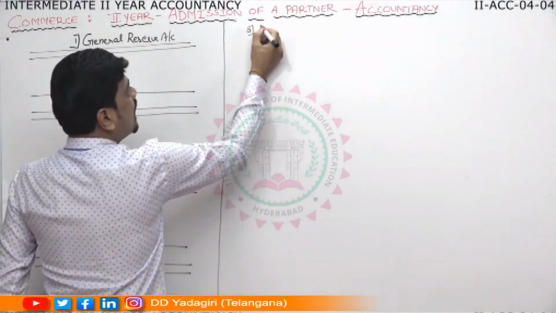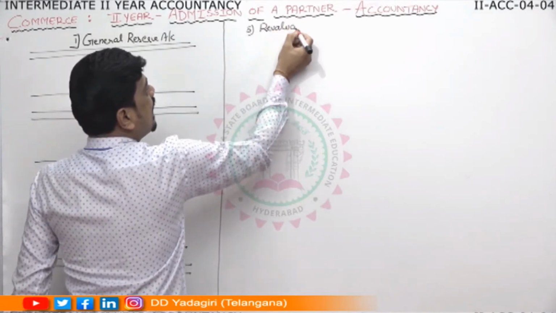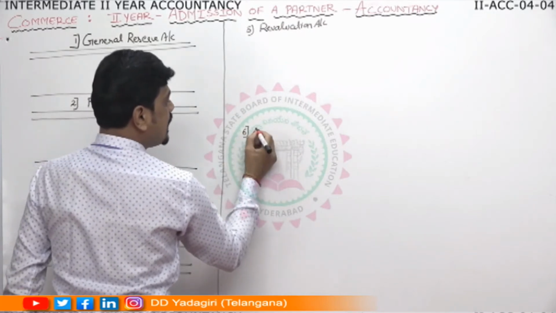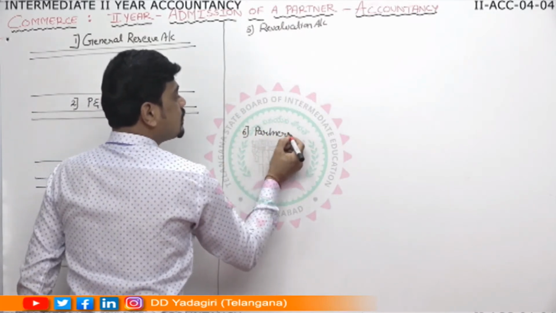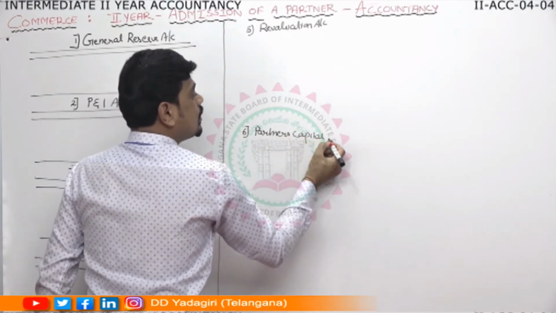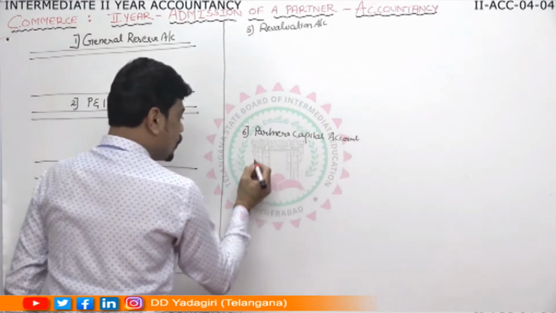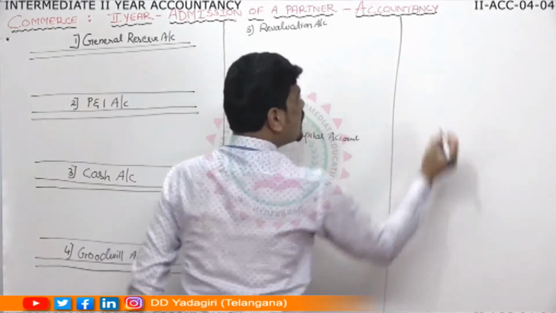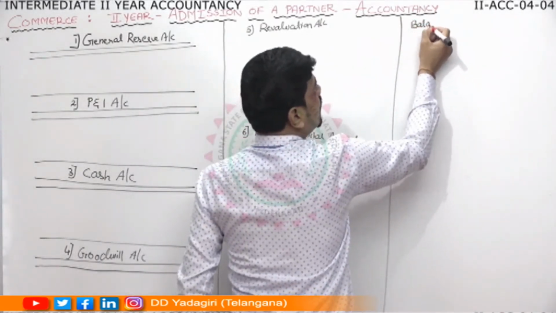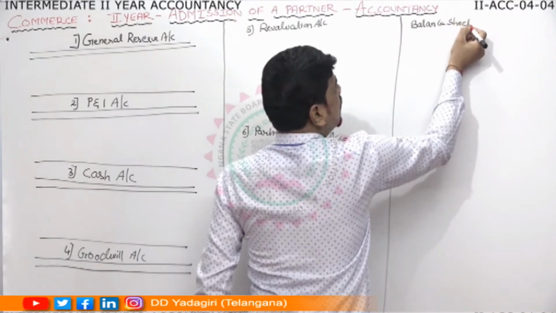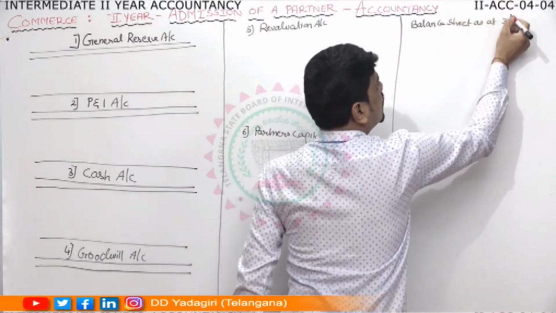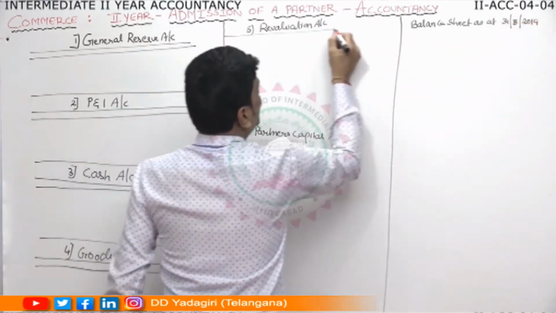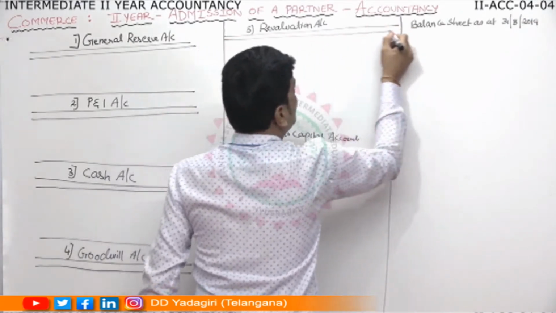Here, number 5, I'll make one revaluation account. This I'll keep a little bit big. Then 6th, I'll make the partners' capital account. This also I'll keep a little bit big. And then here I'll do the balance sheet. Here I'm doing the balance sheet as at 31st March 2019. So here I'm drafting the accounts.